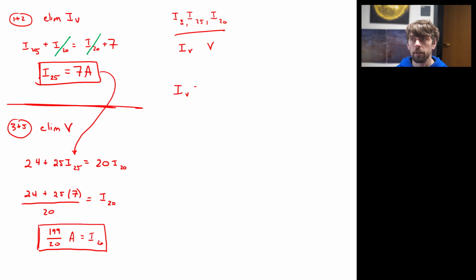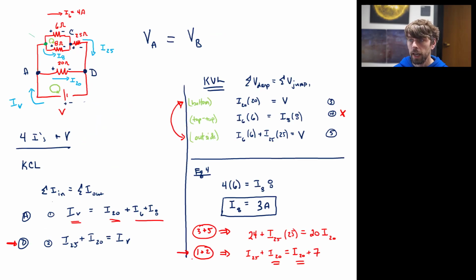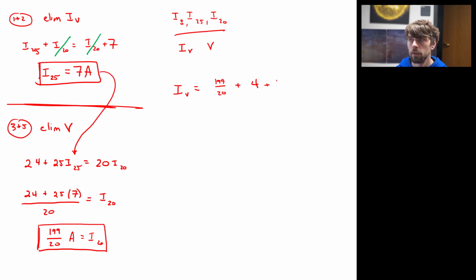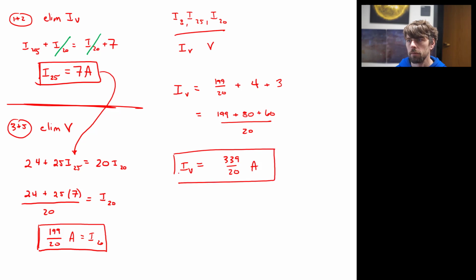The current from the battery is equal to 199 over 20 plus the current flowing through the 6 ohm resistor, which was 4 amps, plus the current going through the 8 ohm resistor, which was 3 amps. Of course, we can find a common denominator. You could just plug it into the calculator, but this is 80 plus 60 over 20. 80 plus 60 is 140, plus 199, so this is 339 over 20 amps, the current coming from the battery.